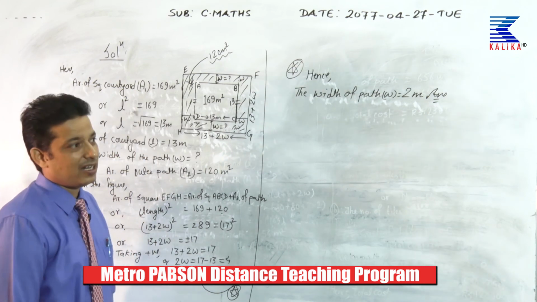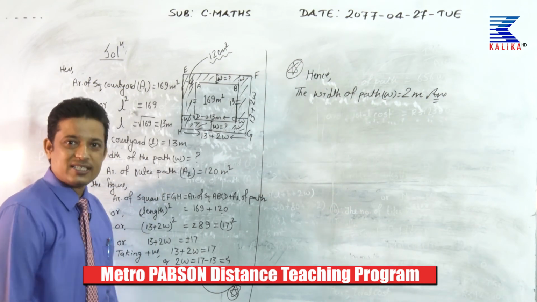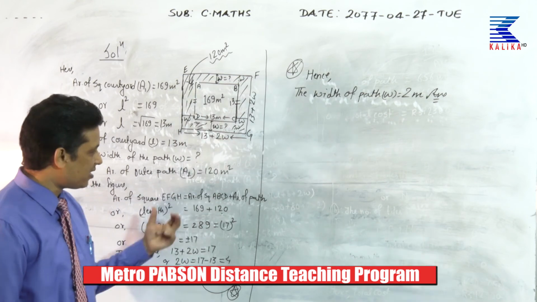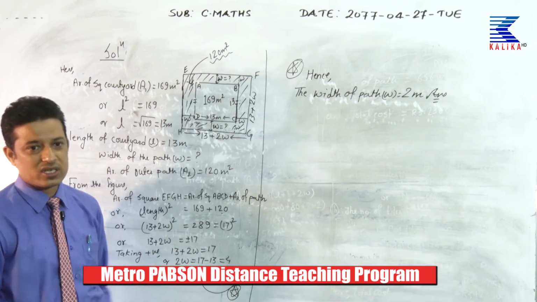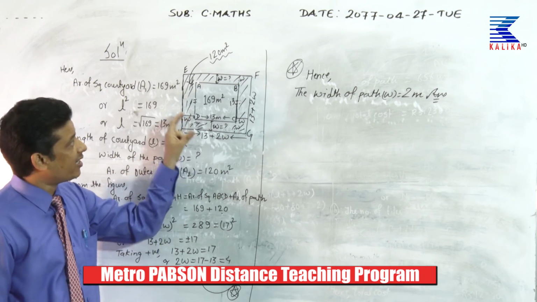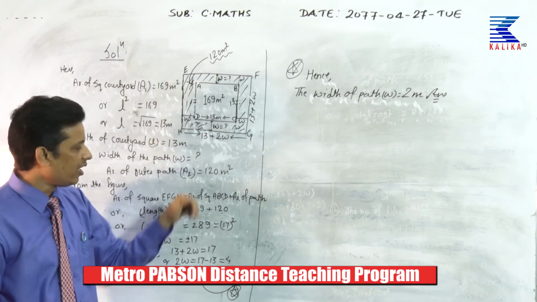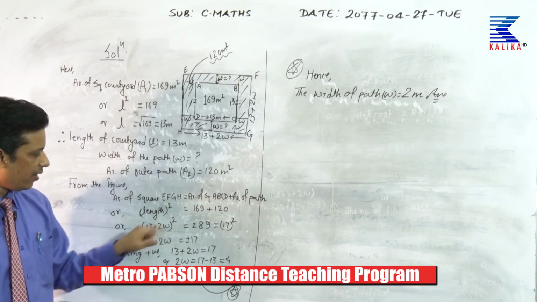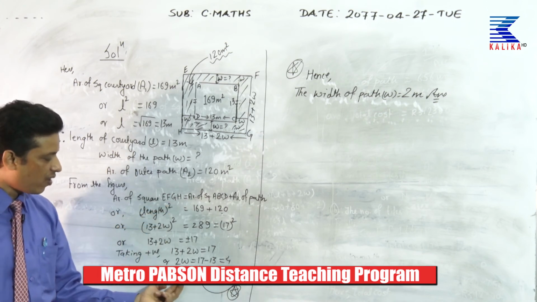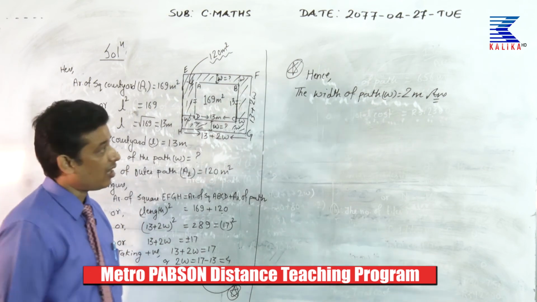So, this is what I told you by one method, it is the conceptual method. Internal area and outer path's area were given, we added them, then it gave the area of the total square. We used the formula of area of square as L square, and then we got the width to be 2 meter.